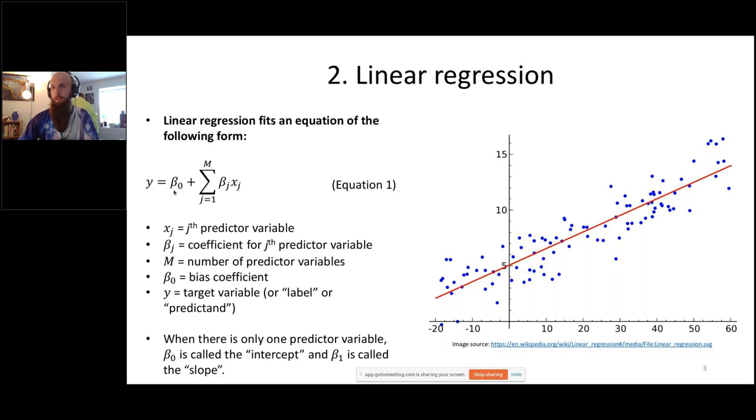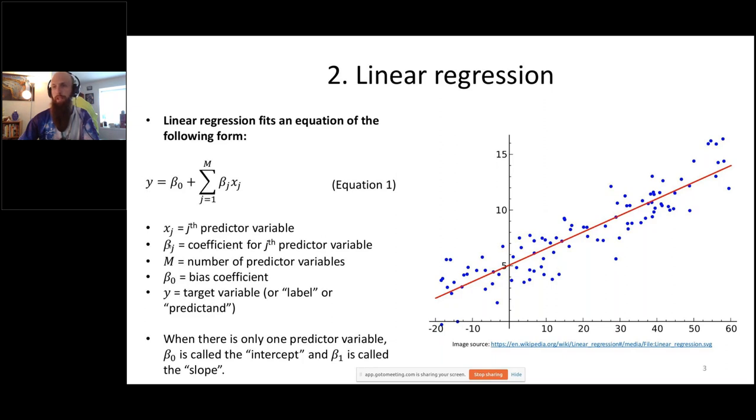The beta naught, which is the first term on the right-hand side, is the bias coefficient. When you're doing univariate linear regression, that's just called the intercept. In this picture on the right, the intercept is about 5 because that's where the line crosses the y-axis. So in this case, your beta naught would be 5. For univariate linear regression, people call that the intercept, but for multivariate linear regression, people usually just call it the bias coefficient.